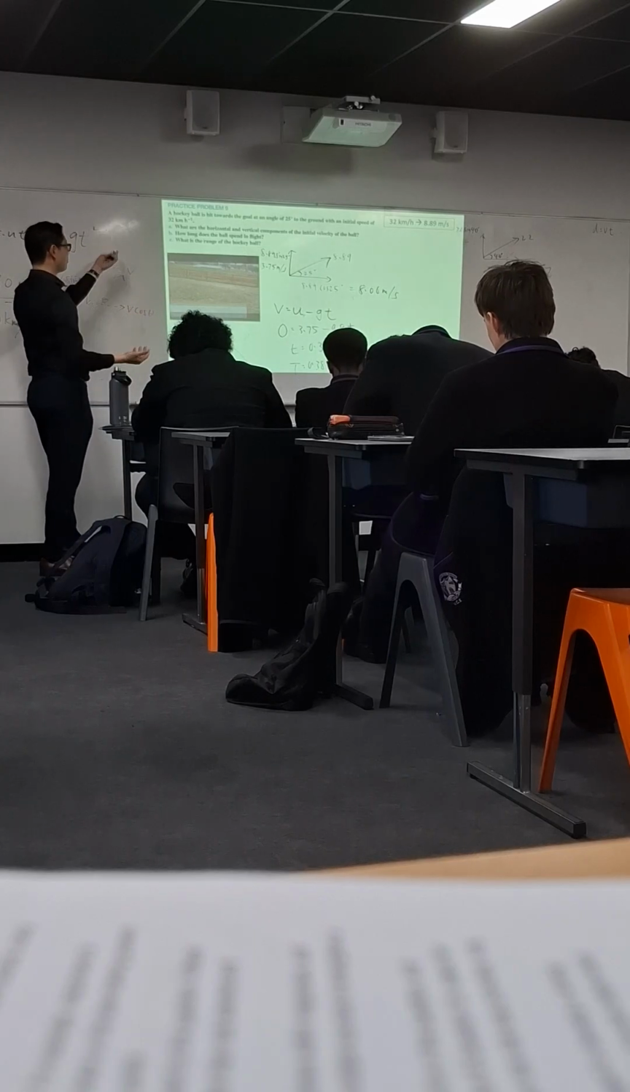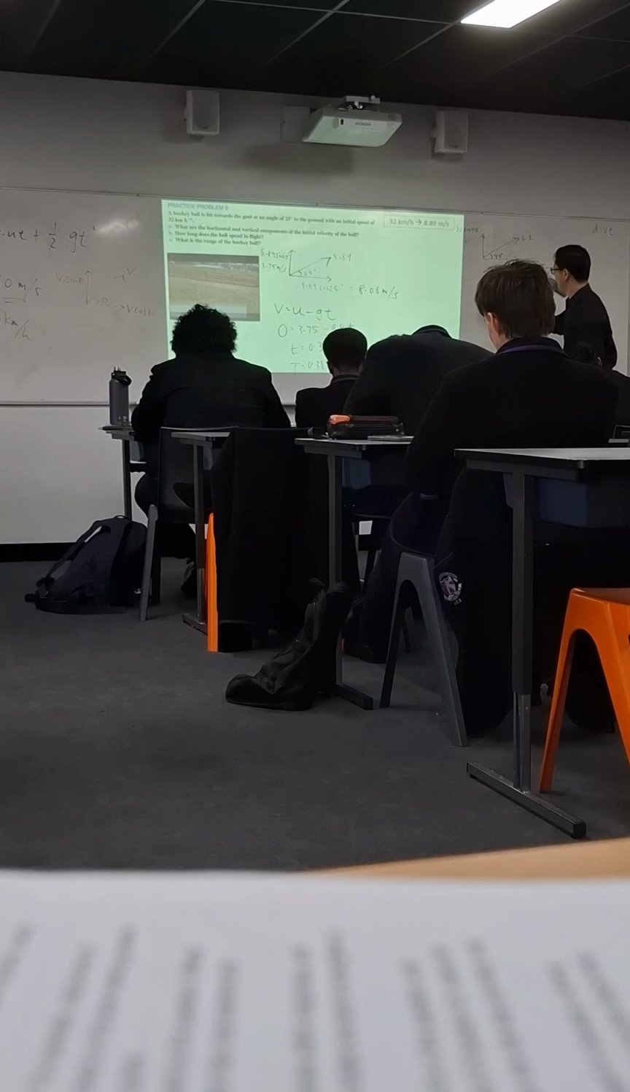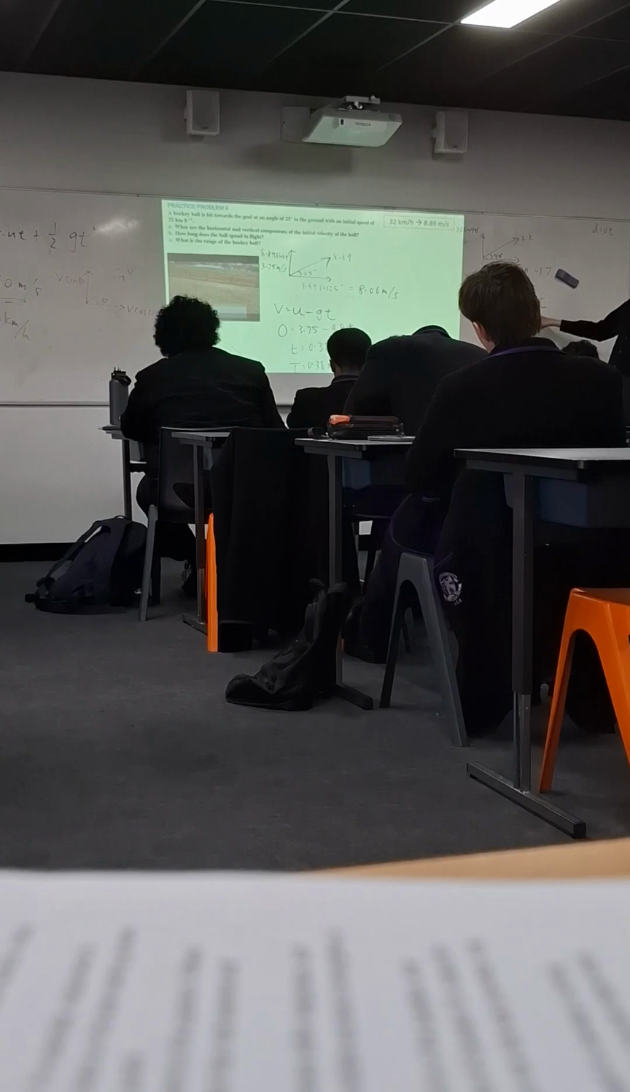Now with that, you can solve C very easily. How to find C? C is the range. Range is the horizontal distance, and horizontally you are just moving at a constant speed. So range equals Vt. What's V? 8.06. What's T? You have just calculated it. That's the answer.